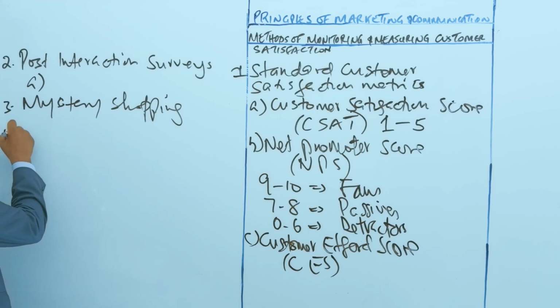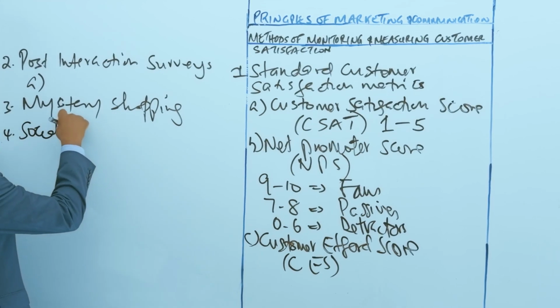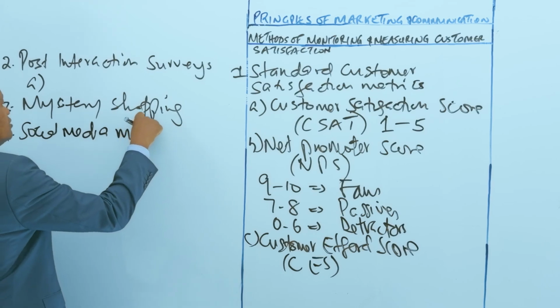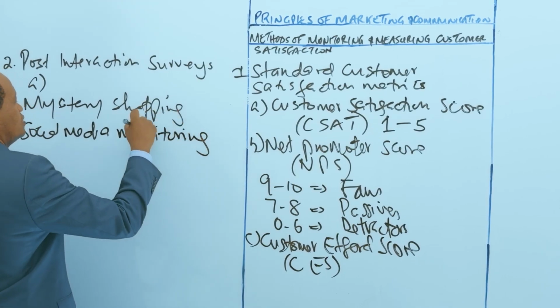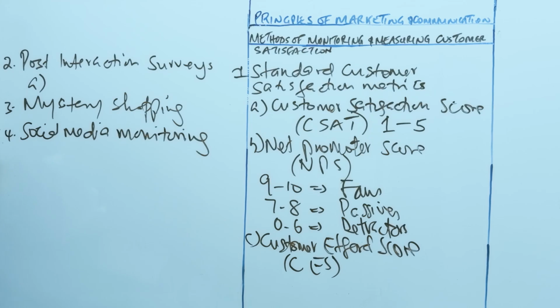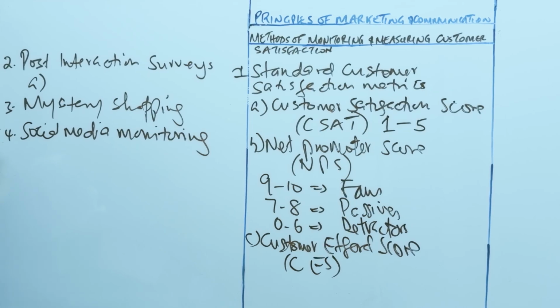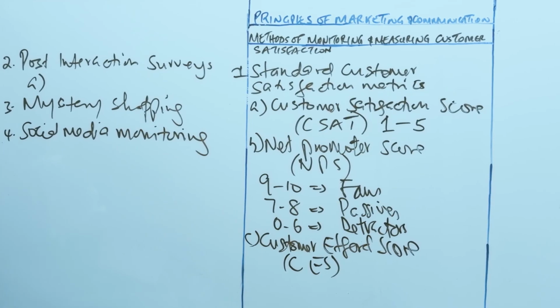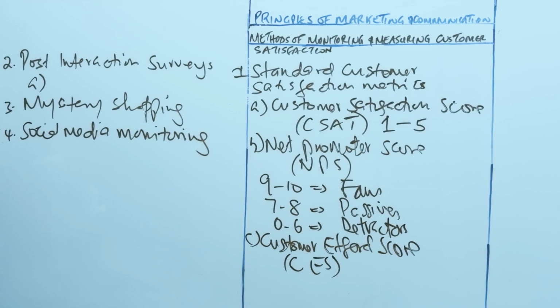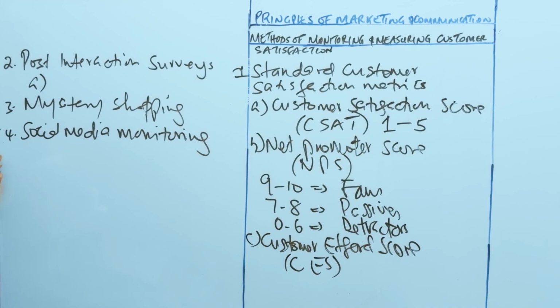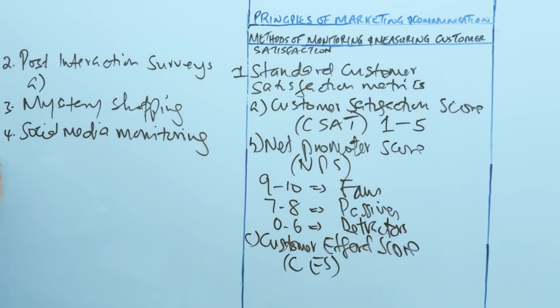Then there is number 4, social media monitoring. This is called social listening. This could be monitoring mentions of your brand on platforms like TikTok, X, Facebook groups, and so on. And that can help you do what we call sentiment analysis. You can use tools to determine if the vibe around your brand is positive, neutral, or negative.